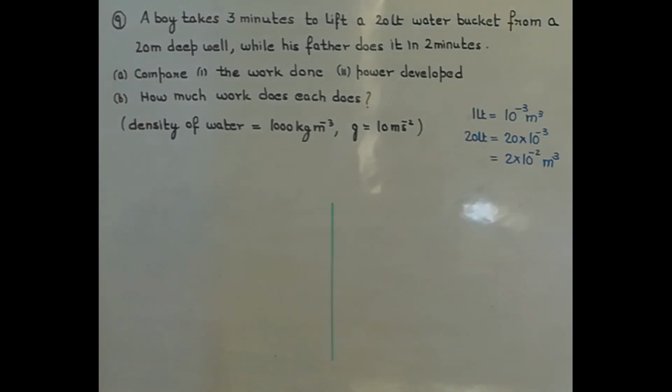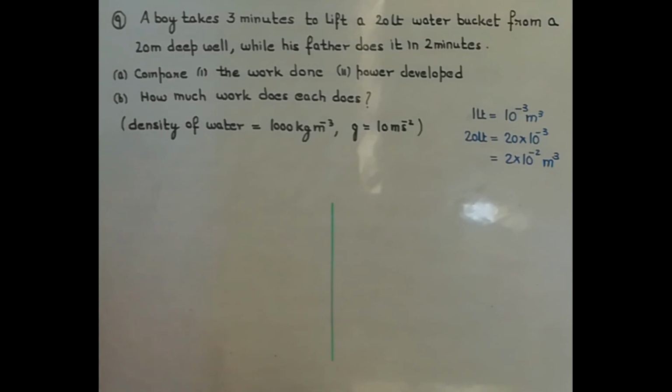Hope this is clear to you. They were lifting 20 liters of water, and we know that 1 liter is equivalent to 10 raised to the power of minus 3 cubic meter. So 20 liters of water to be lifted will be 2 into 10 raised to the power of minus 2 cubic meter. This is the volume of water that we have calculated.